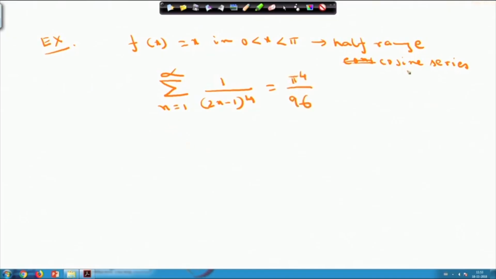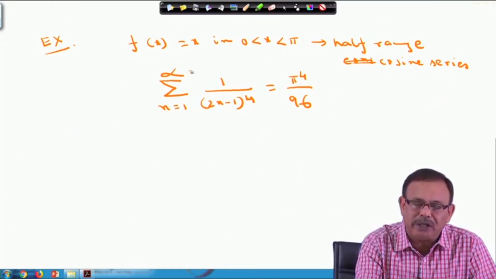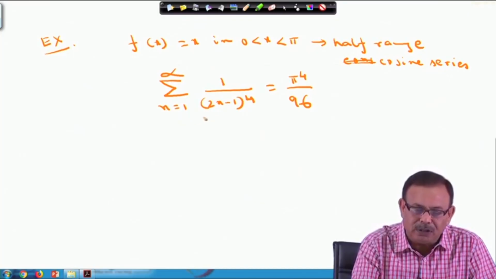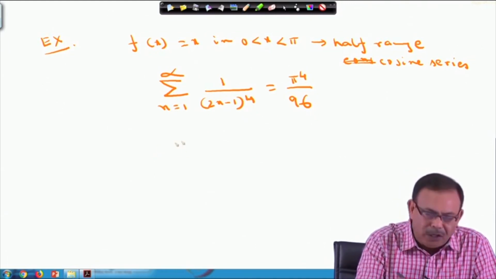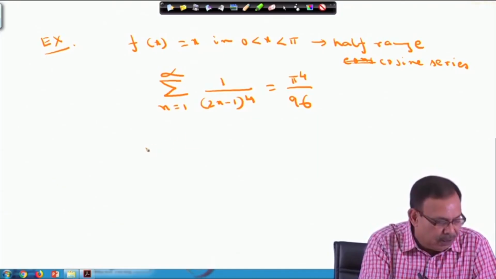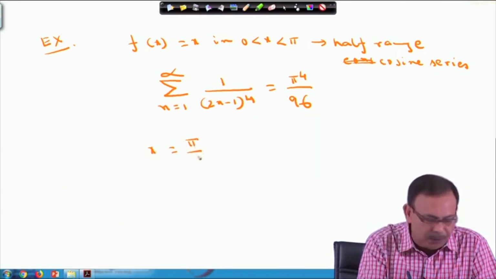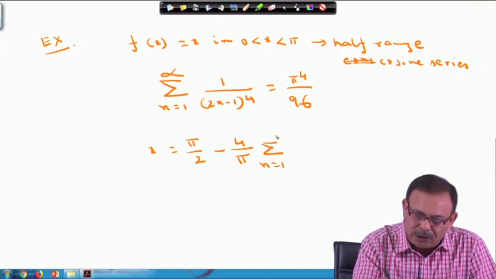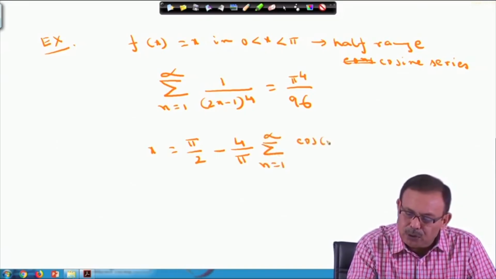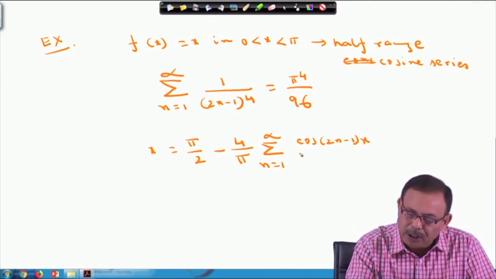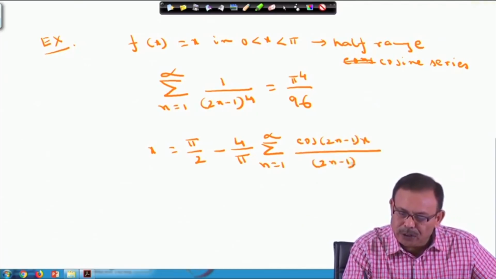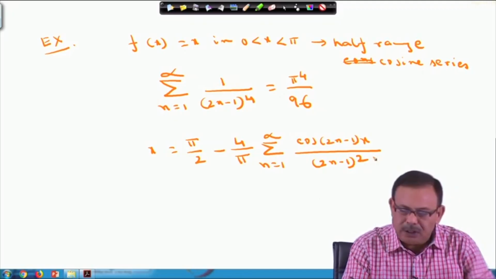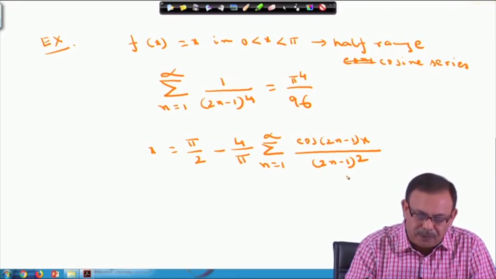So, from the half range cosine series of the function f x equals x in 0 to pi, I have to prove this thing, summation n equals 1 to infinity 1 by twice n minus 1 to the power 4 equals pi to the power 4 by 96. Now, half range cosine series of f x equals x is x equals pi by 2 minus 4 by pi into summation n equals 1 to infinity cos of 2 n minus 1 into x by 2 n minus 1 whole square. Again, the half range cosine series we have already done earlier, so I am not repeating the process.